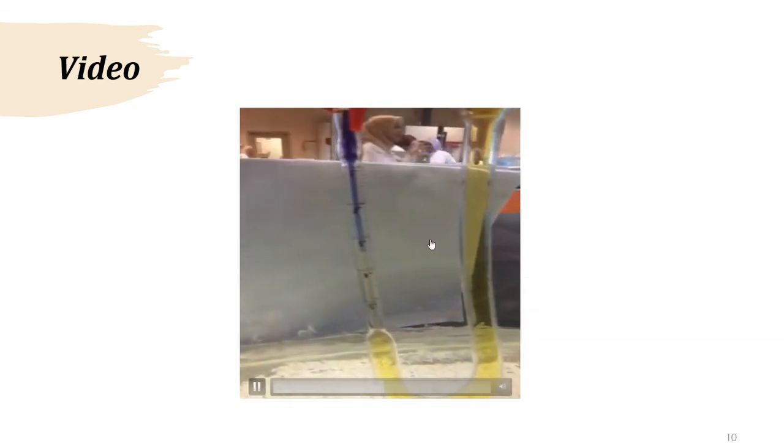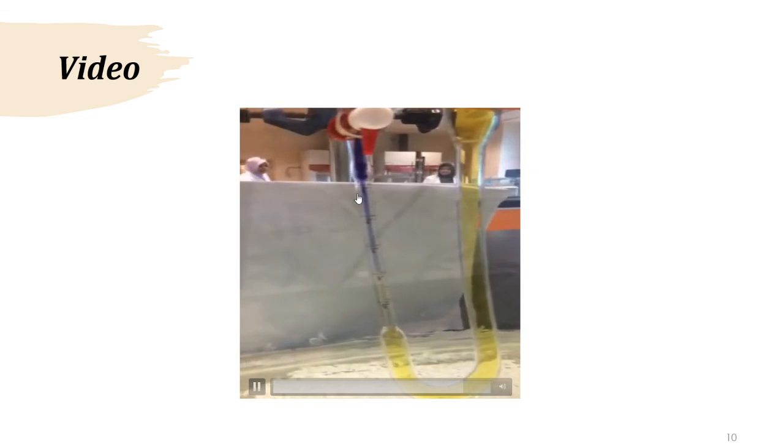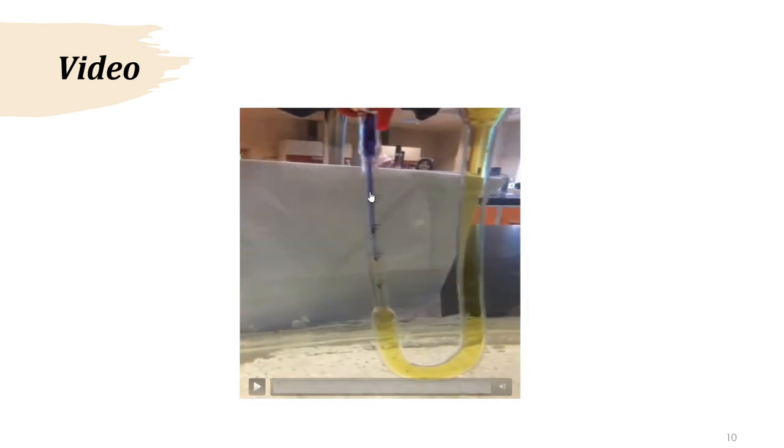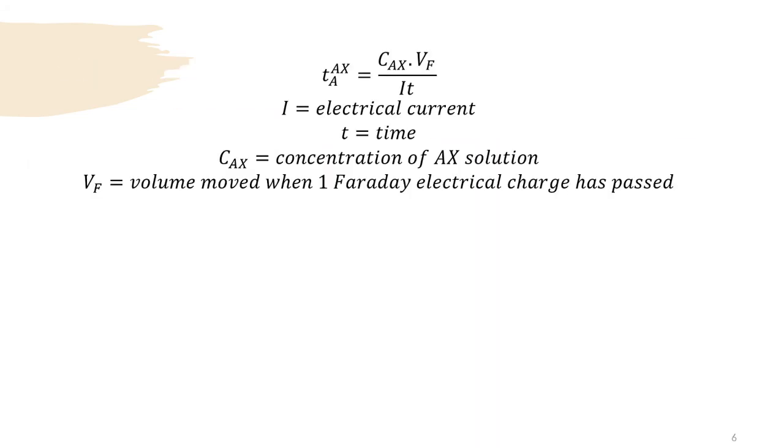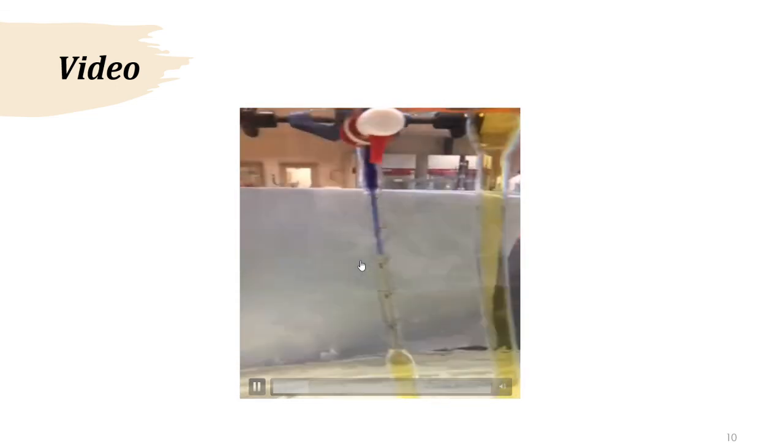what you need to do in this experiment, as you can see here, is for every graduated line you're going to time it, and then plot the volume against time, and from there you can find the ionic transport number based on the equation that is given here. We can play that again.